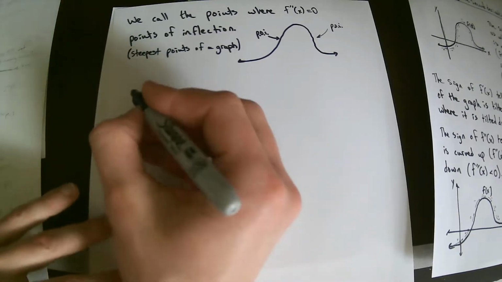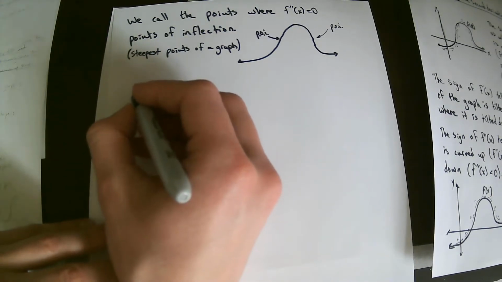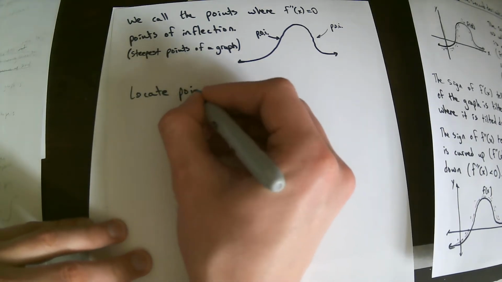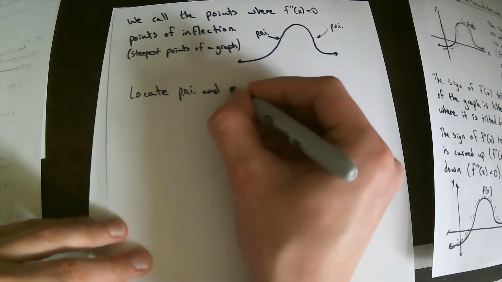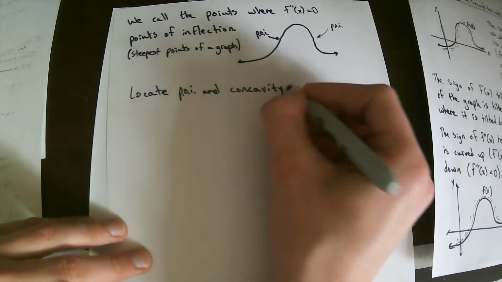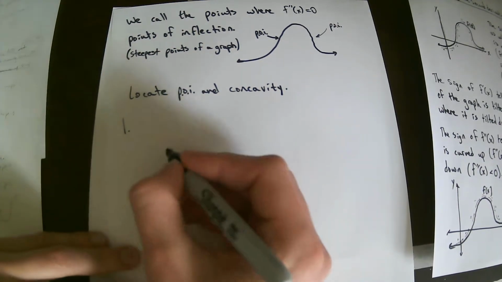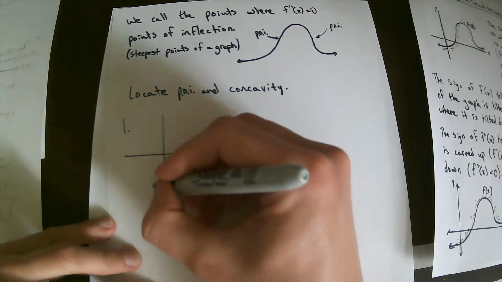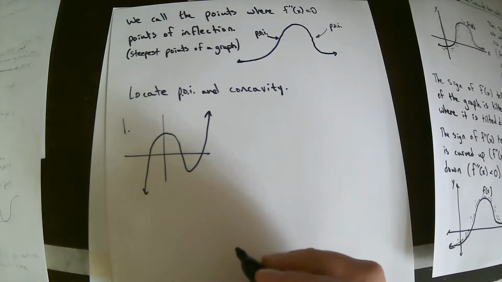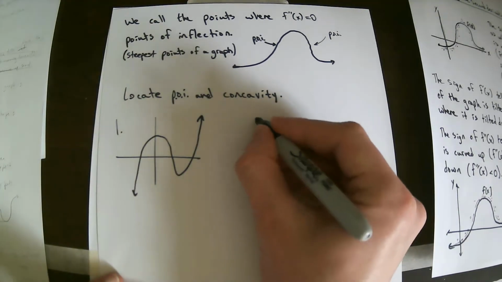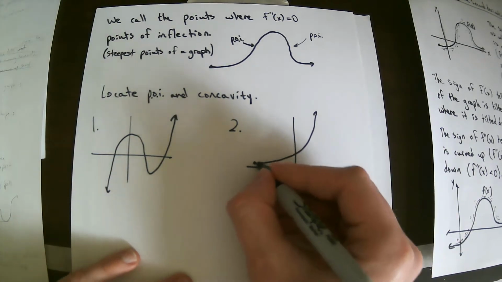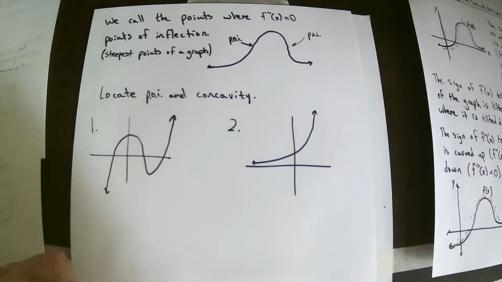Okay, let's do some examples with pictures. Locate points of inflection and concavity. I'll just say it that way, just nice and quick. Okay. Let's say we have a graph like this. Ooh, that's ugly. Okay. First, let's identify the concavity, the points where the concavity is positive and negative.